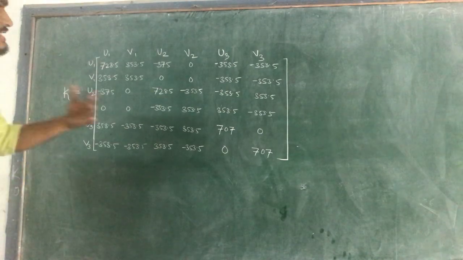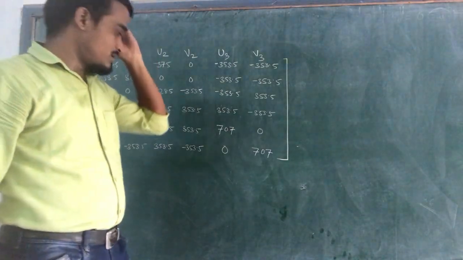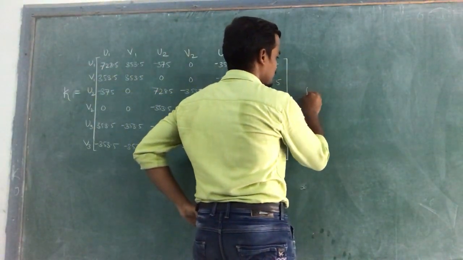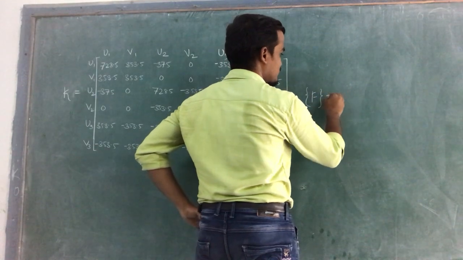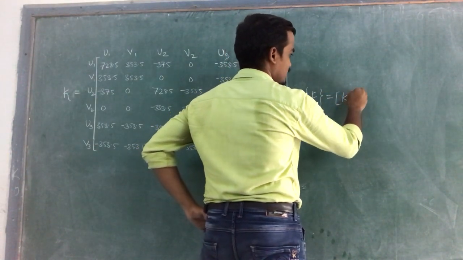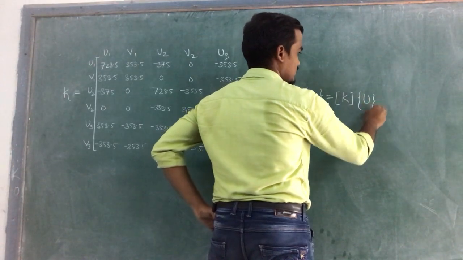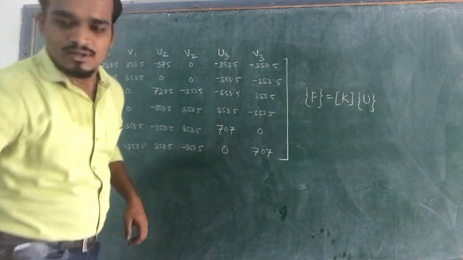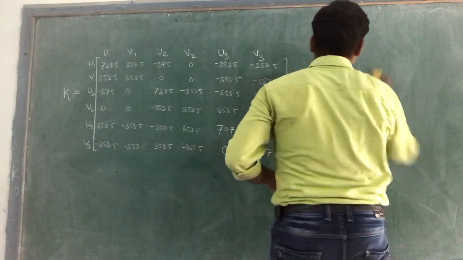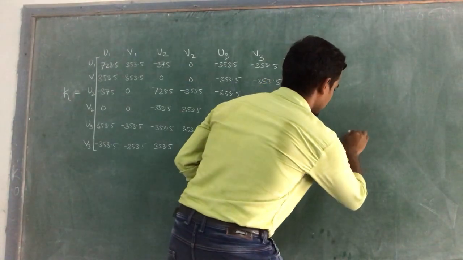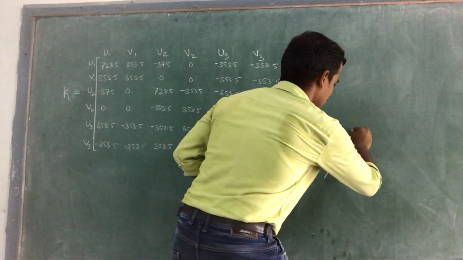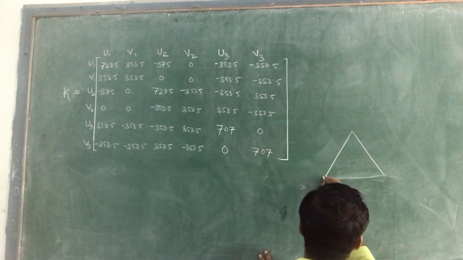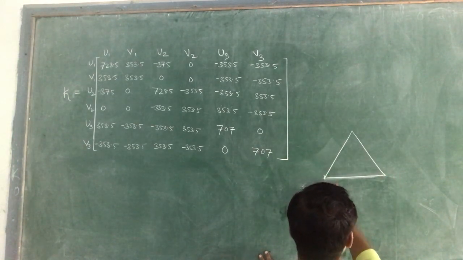Okay, so now next step is what? Next step is write down the force and displacement relationship. So as we know, force and displacement relationship with the help of global stiffness matrix. Okay, so this is the force and displacement relationship. Here as we know that there are 6 displacements and 6 forces. This is the example actually. So this is first node.